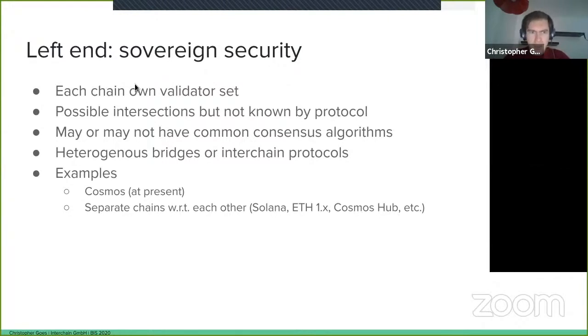So in sovereign security, each chain has its own validator set. There may be intersections, but they are not known to the protocol. There's no topology. There's no global view of the topology, right?